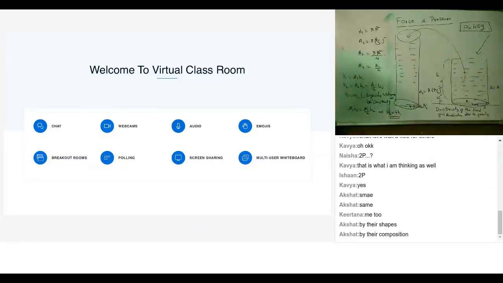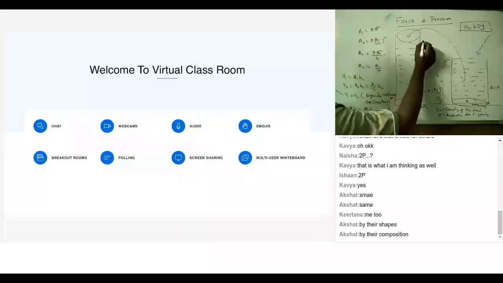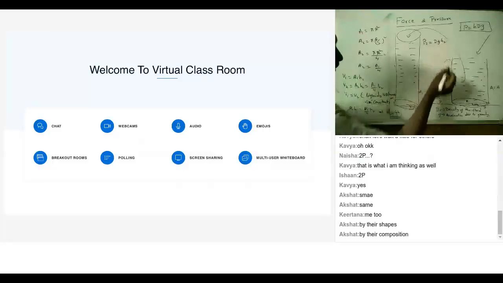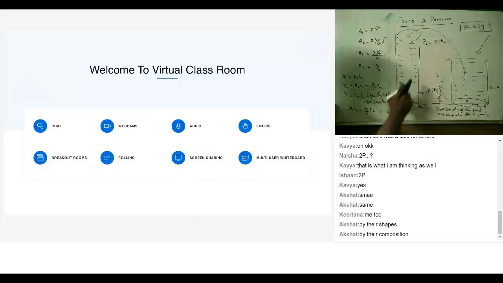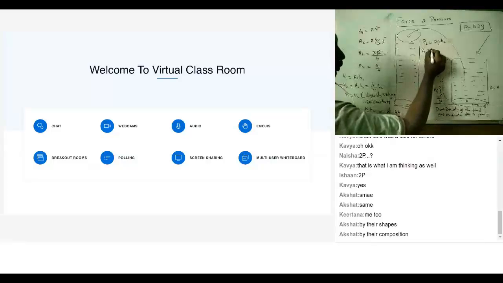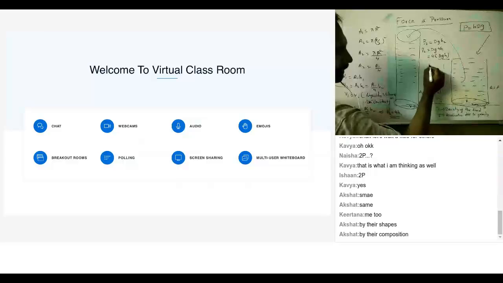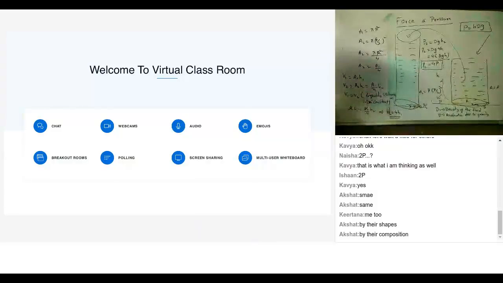Is that fine? What is the height of the fluid column here? 4 times the height of the fluid column in the first one. Yes, sir. So what is P2? P2 equal to density into G into H2. So P2 equal to density into G into 4H. DGH is P, so it is 4 times P. So pressure at the bottom of the second cylinder is 4 times P.